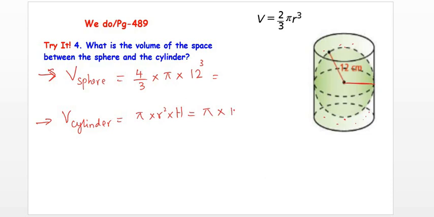It's 12, so it's going to be 12 squared. Now what is the height of the cylinder? This is the main issue. This is the main problem. Most of the students cannot judge.